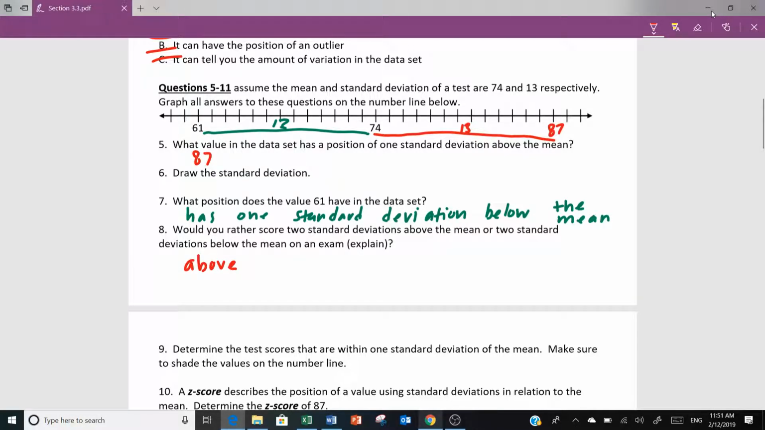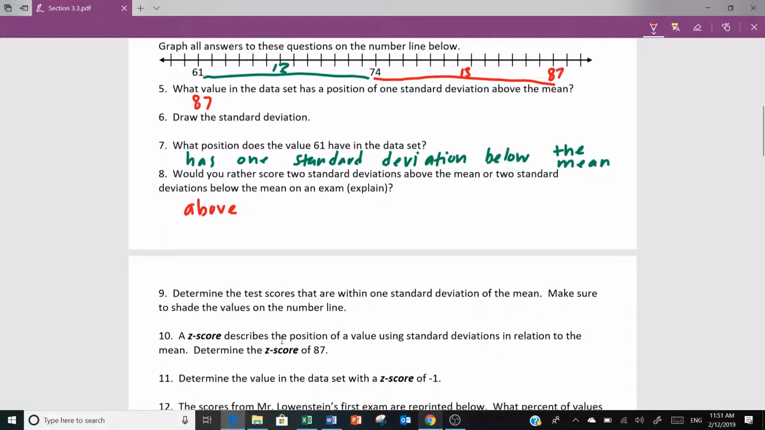And then number 9 says to determine the test scores that are within 1 standard deviation of the mean. So first, what are those values? And then shade them on the number line. So all of the values that are within 1 standard deviation of the mean. What do you say?